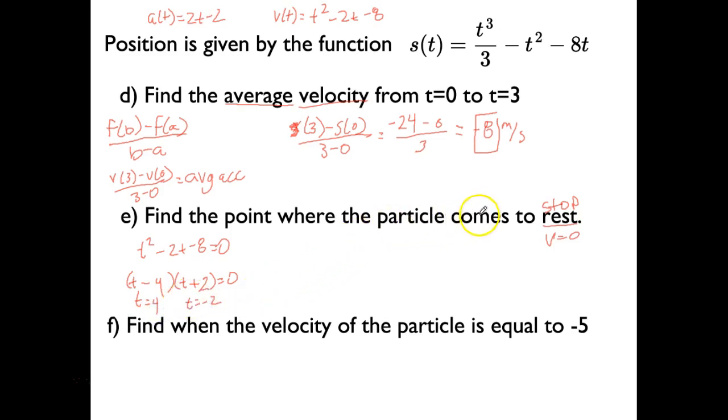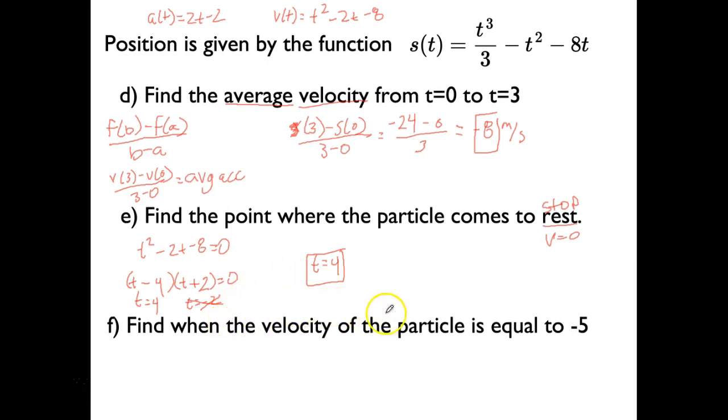Now, when does it come to rest? These are times, right? Negative time doesn't really make sense. So we're going to say that it came to rest at t equals 4. That's when the particle comes to rest. We can just ignore negative 2 because a negative time doesn't make sense. There shouldn't be any time before 0, okay?